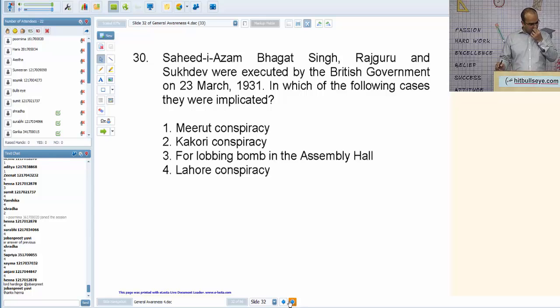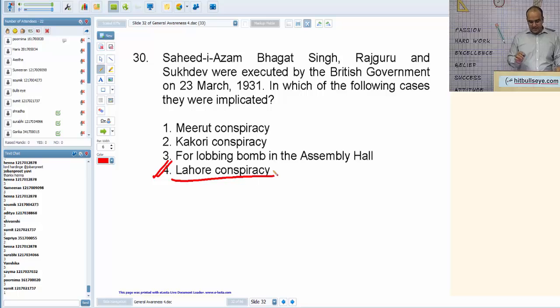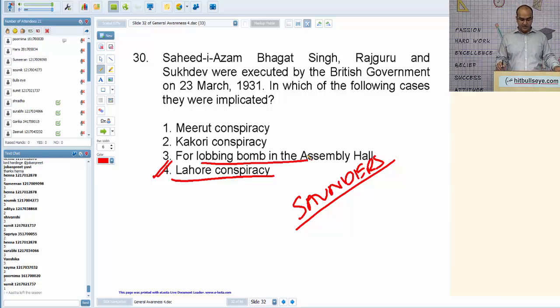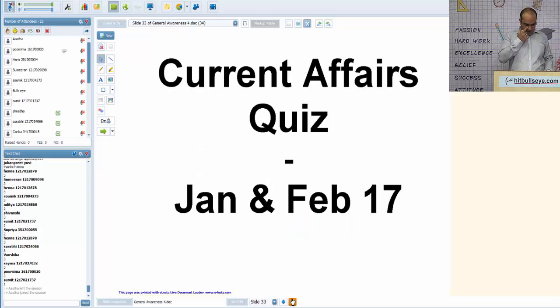So last question of history. Shahid-e-Azam Bhagat Singh, Rajguru and Sukhdev were executed by the British on 23rd March 1931. In which one of the following cases were they implicated? Again a trick question. Option number 4 is the right answer. Lahore conspiracy refers to the assassination of a policeman called Saunders by these three freedom fighters, right? Of course, they were wanted for lobbing bombs in the assembly hall as well, right? So that brings us to the end of important questions from history.